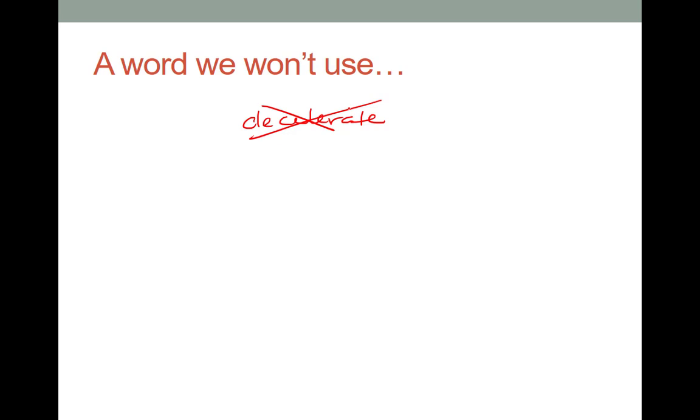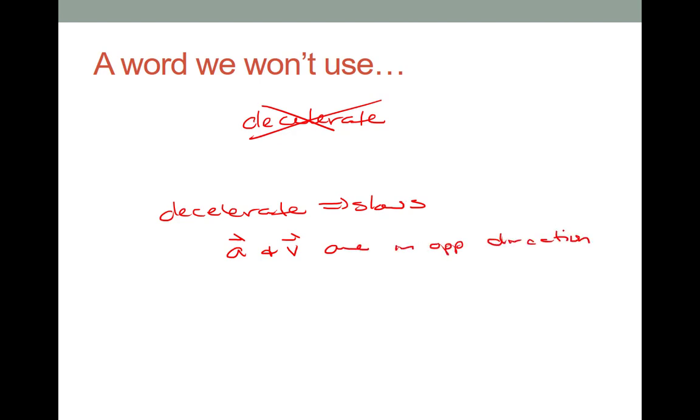That being said, your book does use it, and you may see it in the homework. If you do happen to see it, what you need to keep in mind is decelerate means slowing down, and it means acceleration and velocity are in opposite directions. So you need to put in the signs for those two quantities correctly.